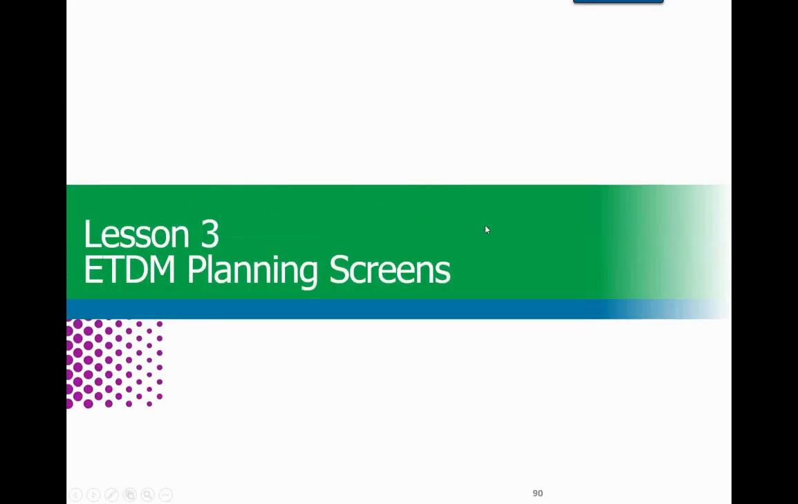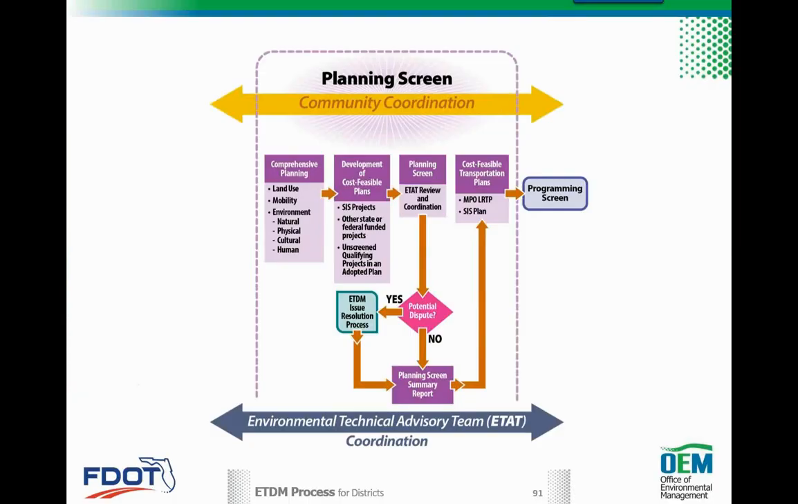Great. Thanks, Ruth. These next three sections go a lot quicker, and the reason they go a lot quicker is because they're really how you do things today. They're just shifting over to OEM instead of FHWA as they were previously. So planning screen, we talked about it before. This is a critical flaw analysis. We're informing a cost feasible plan, helping folks prioritize whether a project should move forward.